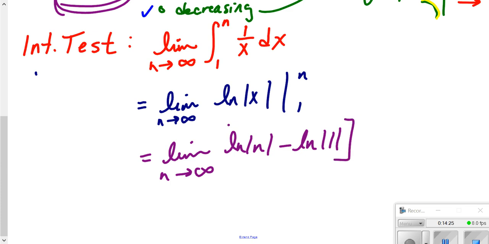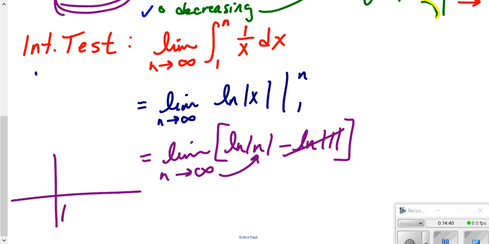Fundamental theorem. And then think about your limit. Well, natural log of 1 is 0, so that is just 0. And then as I let this argument get bigger and bigger, what happens to the natural log function? Well, natural log itself looks like this, right? Just natural log of x, right? Y equals natural log of x.